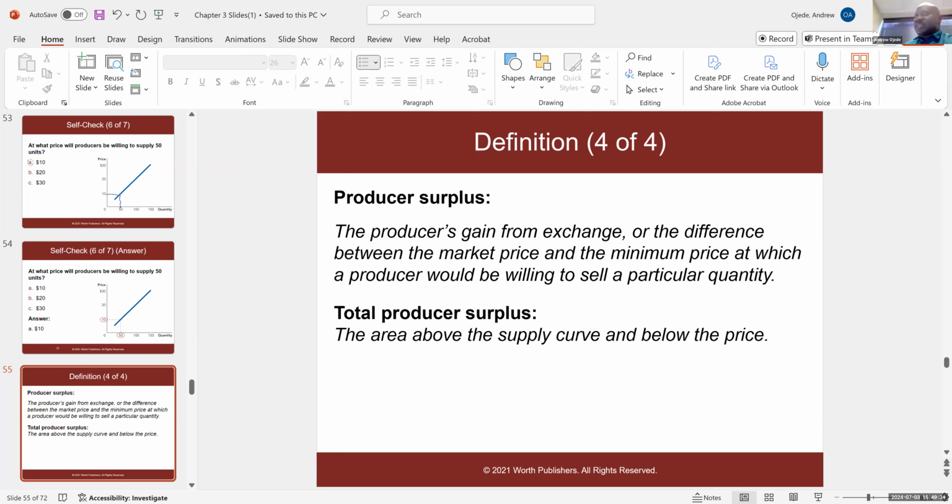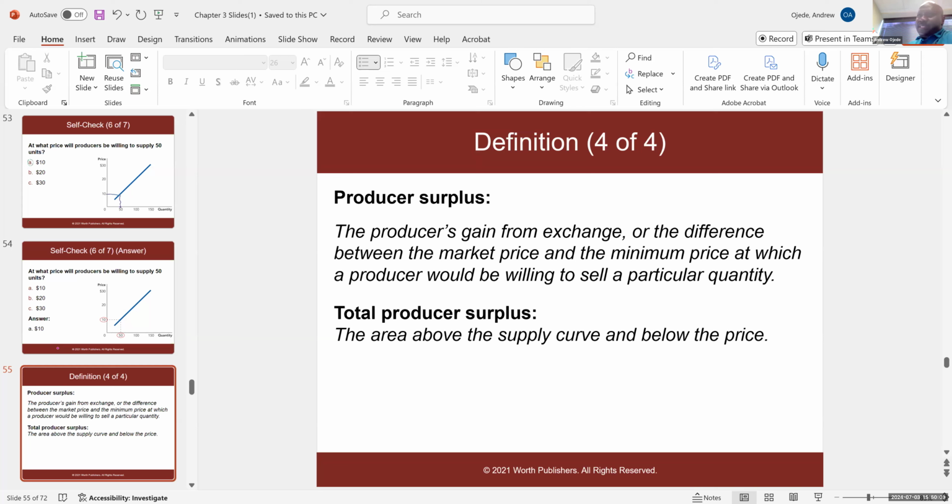So the producer surplus, let's say the minimum price that a particular seller was willing to receive for their product was, say, $50. But after taking their product to the market, they find that the market price is actually $70. So $70, the difference between the market price and the minimum price they were willing to receive, is what we call the producer surplus.